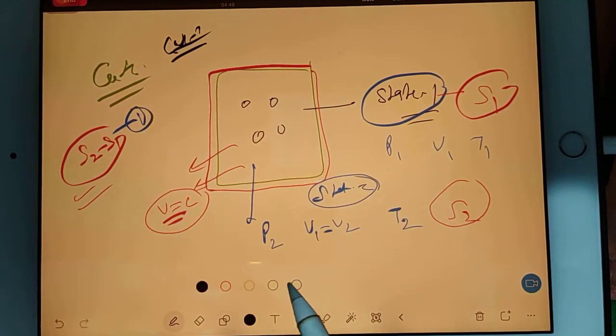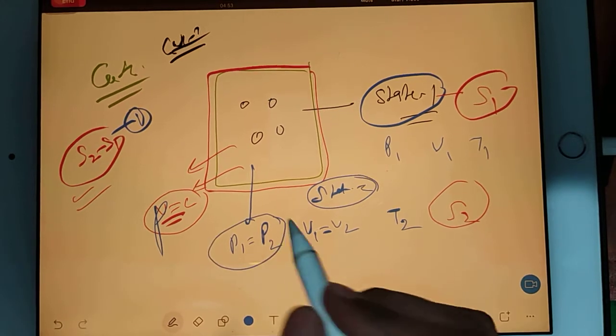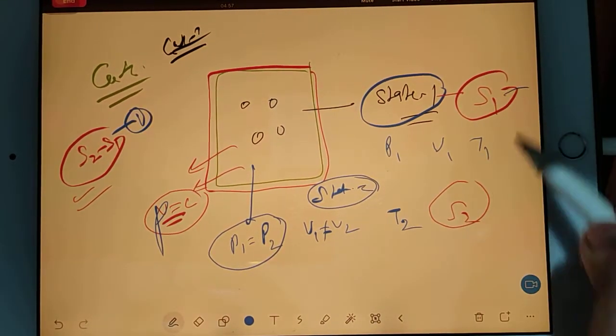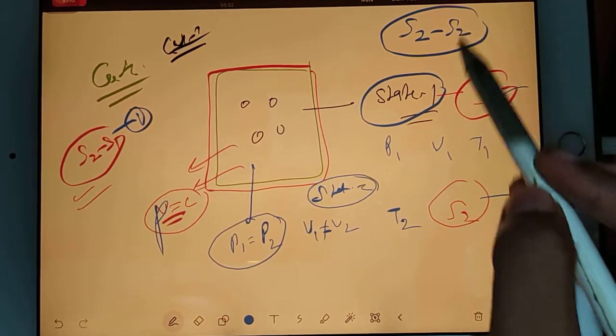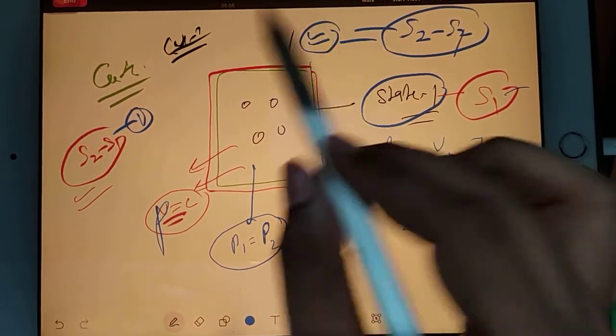In case 2, I will keep pressure constant. It means P1 is equal to P2, but V1 is not equal to V2. And then I will find my change in entropy, S2 minus S1, and again I will find the answer and save it.